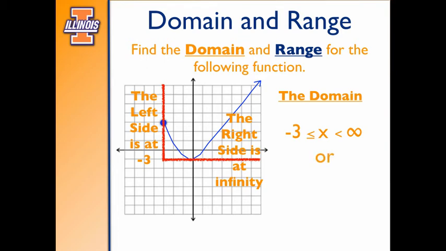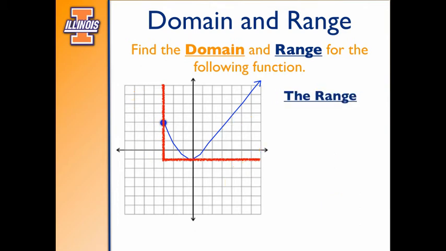Or if we write this in set notation, we're going to have negative 3 comma infinity with a bracket on the left and a parenthesis on the right. So now let's find the range. The bottom of this is at negative 1, and the top is at infinity, and we know that because the arrow tells us this line goes up forever.